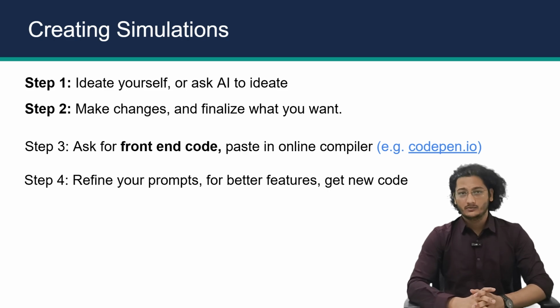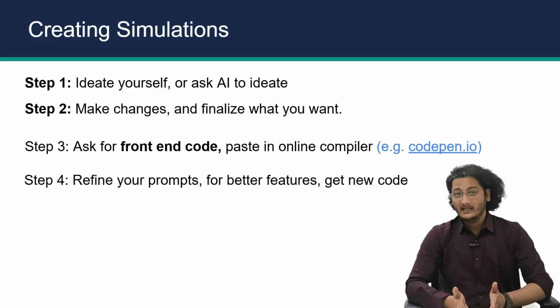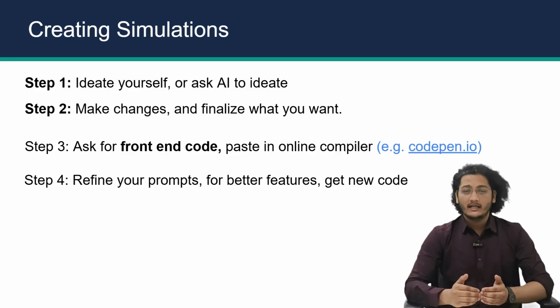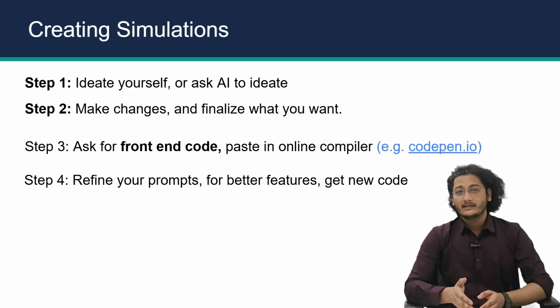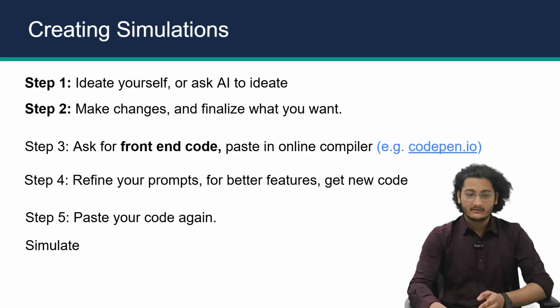Let's see how we'll do. In the meantime, I also want to share that sometimes the code will not be perfect. The simulation you want is not what the AI is giving. So you have to refine your prompts. You have to give another prompt to get the exact code, to get the exact output, and then you will get a new code, paste again, run again. Let's see and simulate.